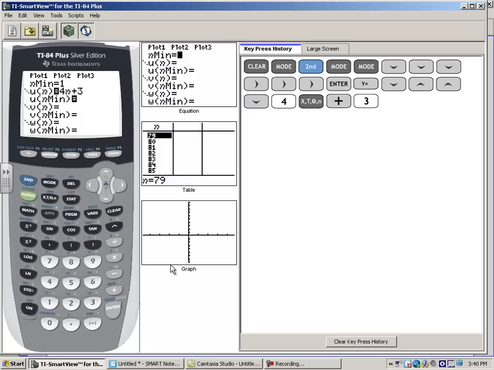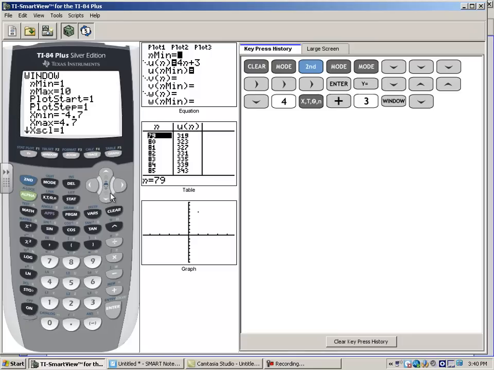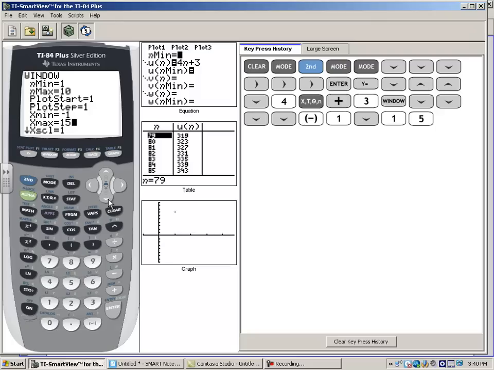And I'm going to find the first 10 terms by using my calculator. So I'm going to go to my window, n minimum starting at 1, n max is 10. That's the first 10 terms. And I need to figure out my x min and x max. X min is going to be negative 1 because I like to see the y-axis. My x max is going to be 15.